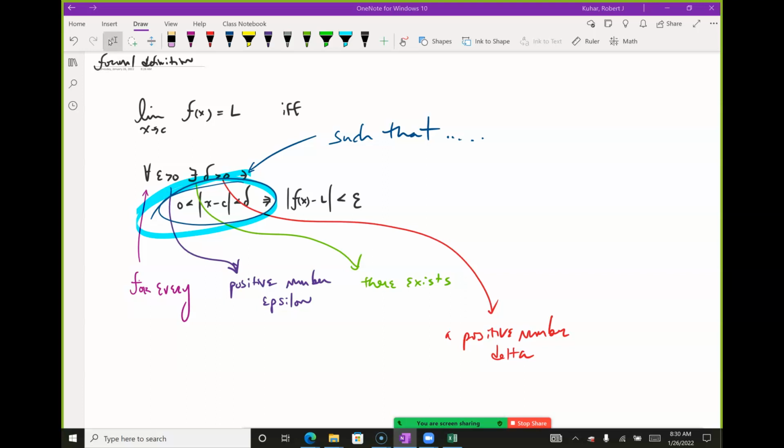So you should see that deltas are related to x values. How do you know that epsilons are related to y values? F of x, exactly. You can see the f of x and the L. Remember, we already said the limit was a y value. So the function is a y value. The L is a y value. So epsilon is giving me some restriction in the y direction, right?